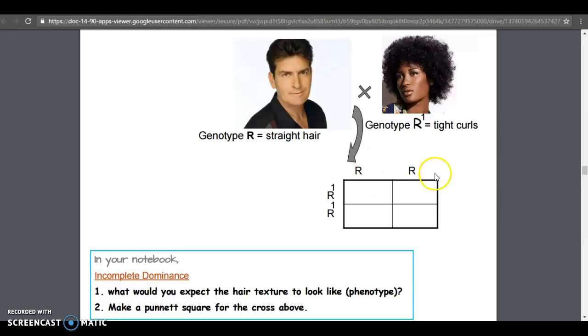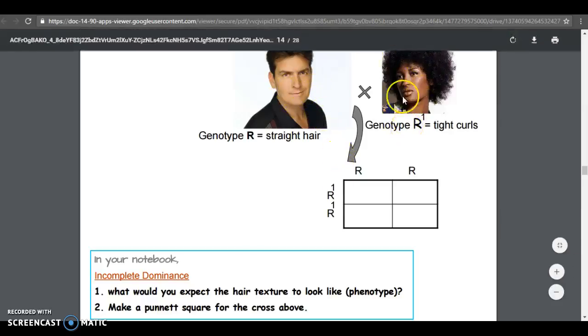And the dominant R represents the straight hair alleles that Charlie Sheen has. And he's quite happy with his hair. And then you have this lady, and her two alleles are dominant R still, but we use the number 1 just as a symbol to represent the second dominant allele in this situation. So this is her eggs, and this is his sperm, and you fill in the inside squares for the offspring.